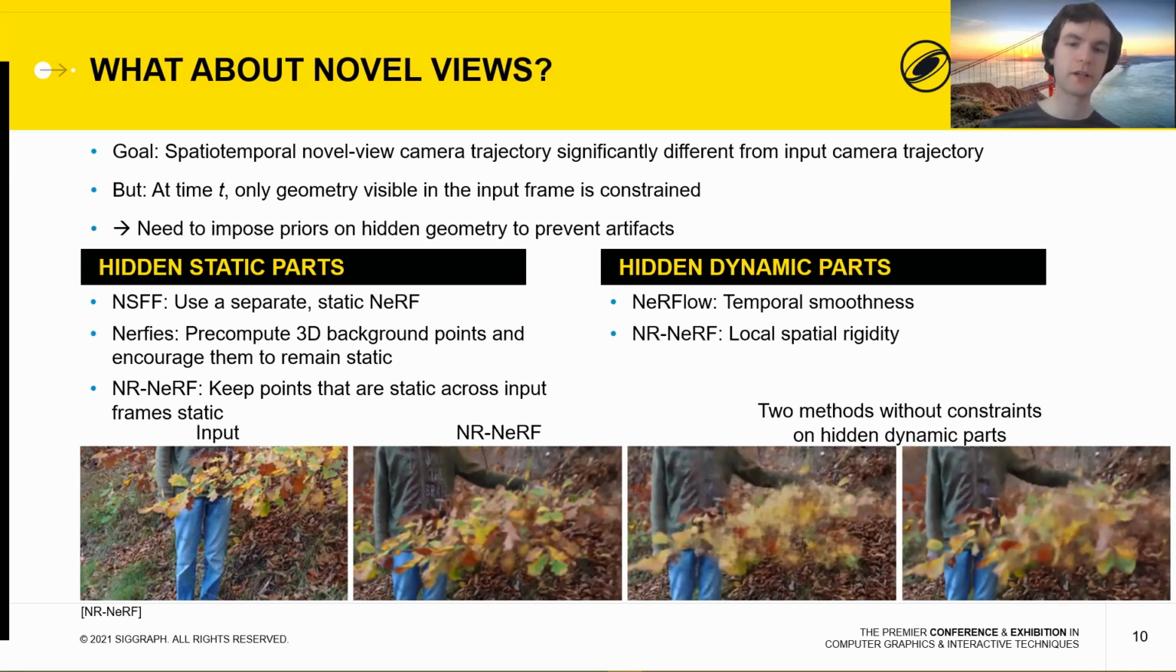We can see the impact of that last loss here. On the left, we have the input frame. Next to it is a novel view rendering of NRNeRF. On the right, we have novel view renderings of 2 methods that were trained without constraints on hidden dynamic objects. And we can see that that leads to blur.